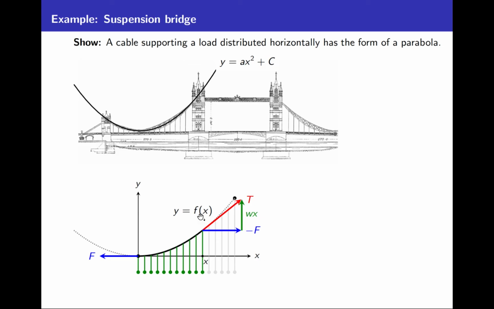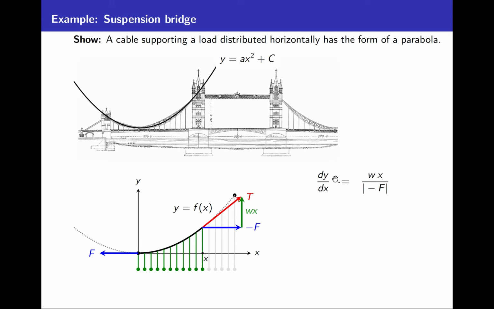Now, we are looking for the function f of x. Notice we're getting some information about its tangent, in other words, about its derivative. If you think about this x right here and going up, and this could be any x, let's take this one, go up to this point, this red force vector is tangent to the graph of f of x. So its slope is equal to f prime of x. And notice that we have rise over run here. So f prime of x is going to be rise, wx, divided by run, which is the magnitude of negative F. Let's write that down. f prime, which is dy/dx, equals rise, wx, over run, the magnitude of minus F.